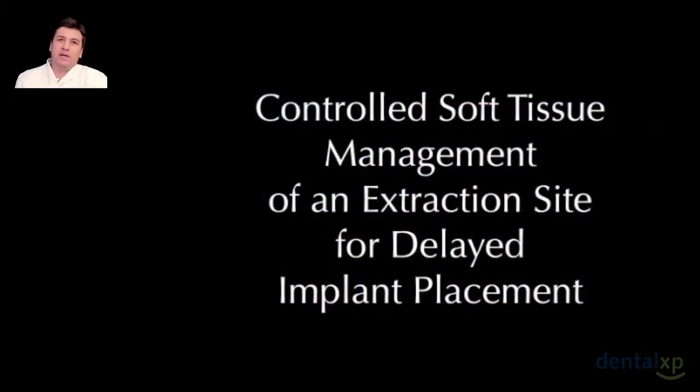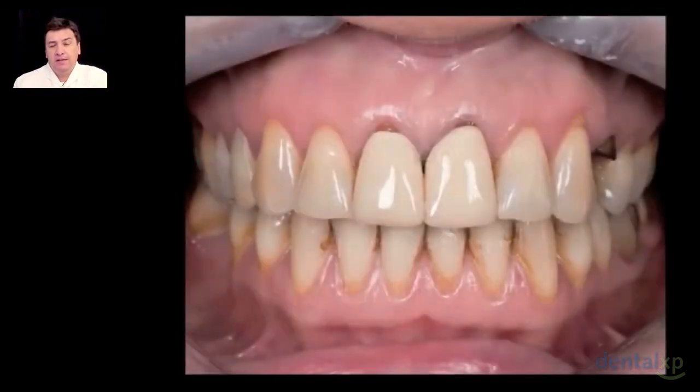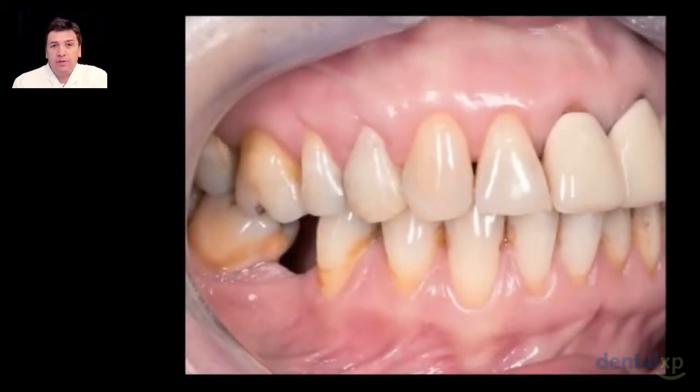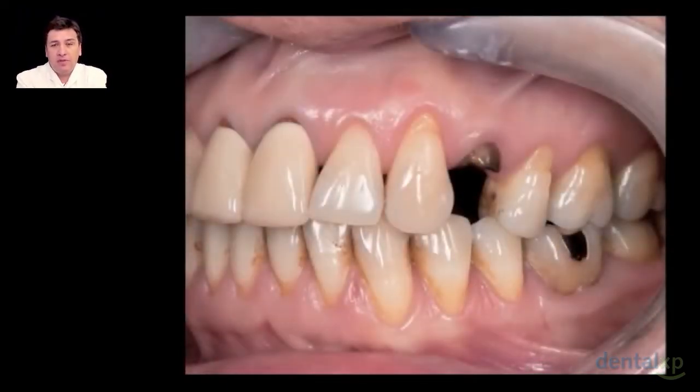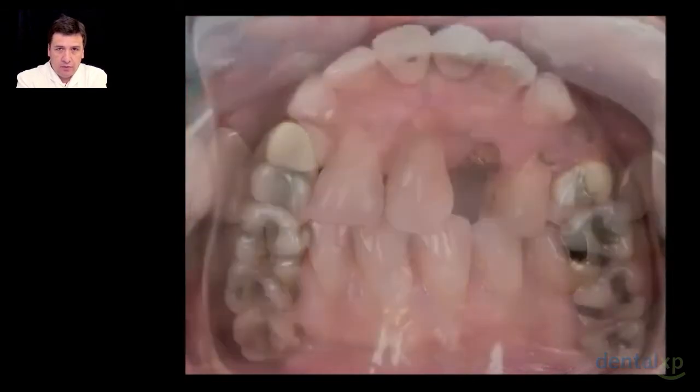Controlled soft tissue management of an extraction site for delayed implant placement. That is the subject of our topic today. Well, this is a patient with a partially edentulous jaw in the upper and lower jaw. The subject will be related to the upper first premolar, tooth number 12, or tooth 4.